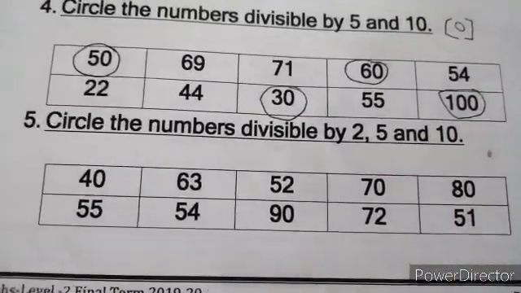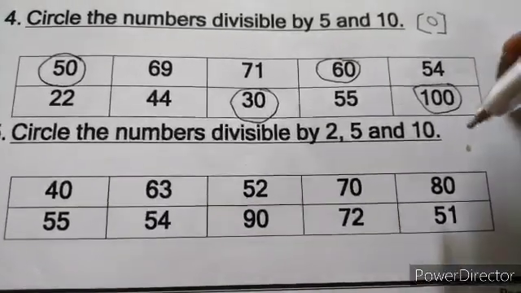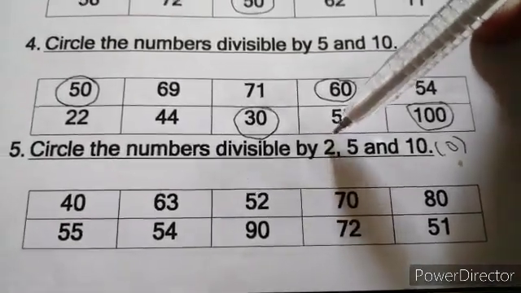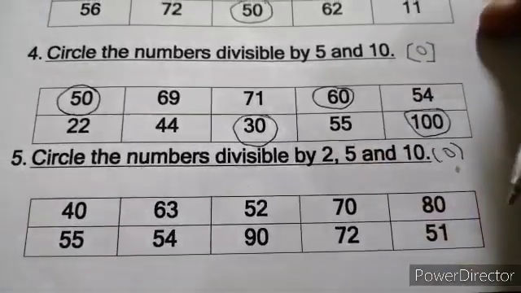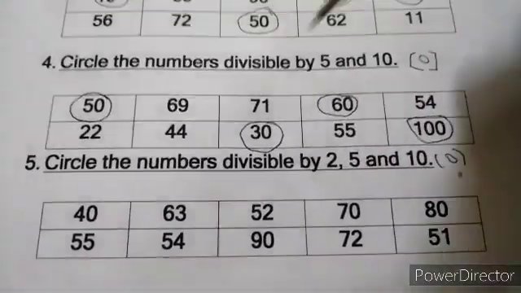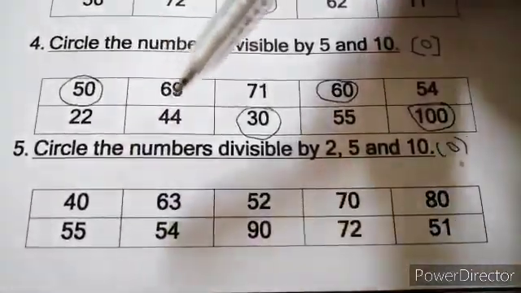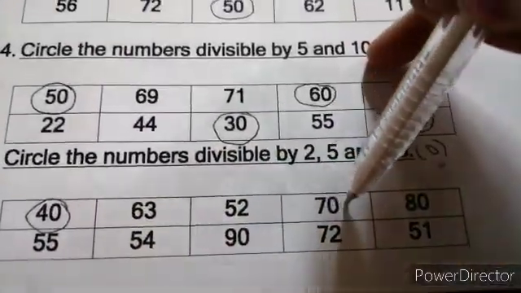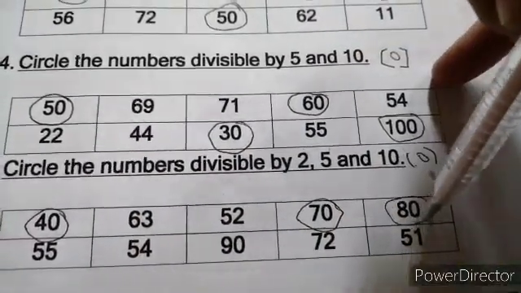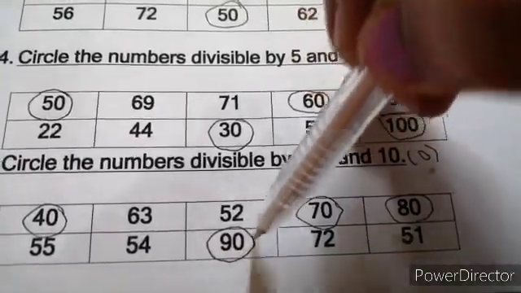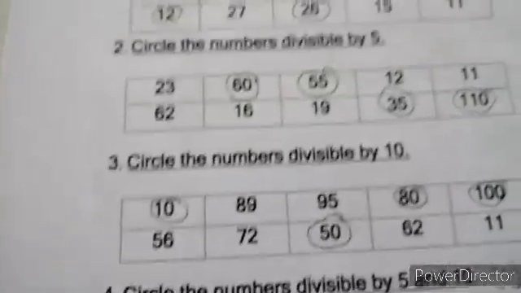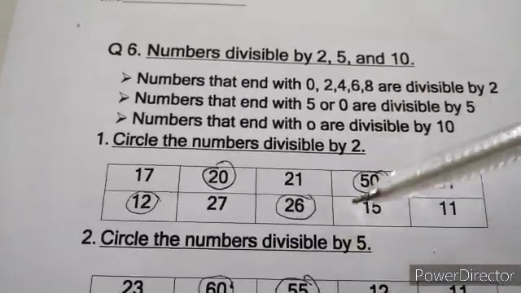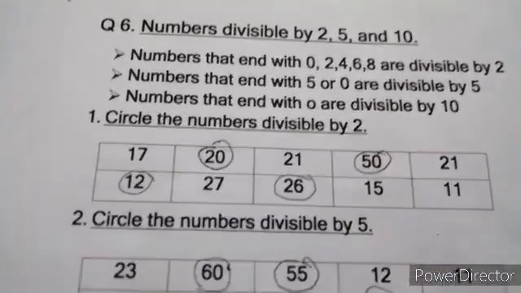Similarly, circle the numbers divisible by 2, 5 and 10. Again, this also has to end in 0. If it ends in 0, it will be divisible by 2. If it ends in 0, it will be divisible by 5. It will be divisible also by 10. So, all the numbers that end in 0 will be divisible by 2, 5 and 10. So, 40, 70, 80, 90. So, this is how you do the divisibility test. You have to remember what it will end with. Accordingly, you have to read the question carefully and circle the numbers.